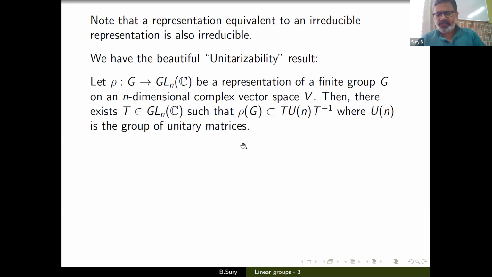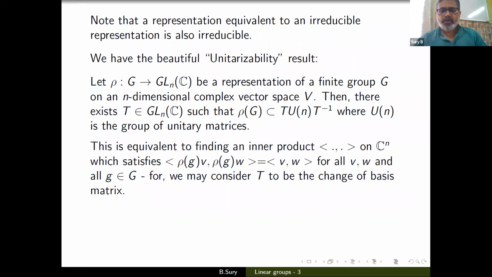What is the proof? The proof is very easy. You might have seen it in the earlier lectures. I'm not sure whether it was covered by earlier speakers, but I'll mention it. It's very simple. The idea is always very simple; sometimes checking things, we have to be careful. That's all. It is equivalent to finding an inner product.